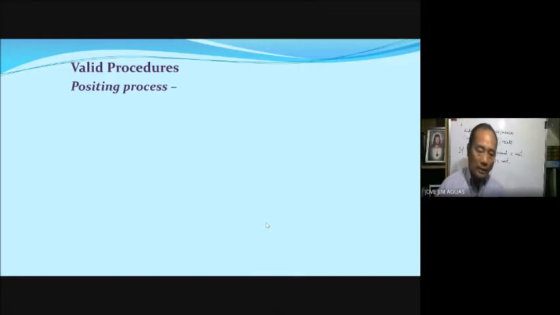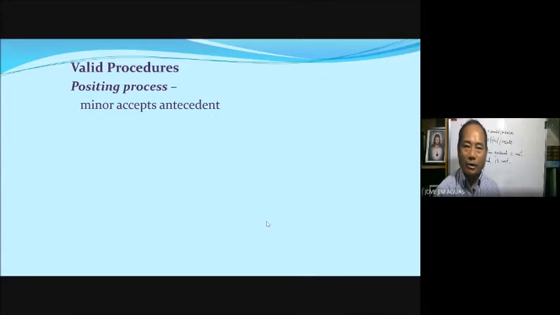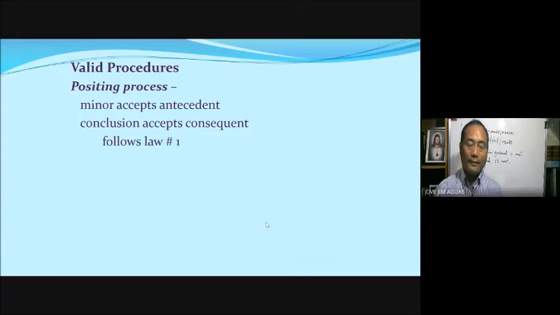The first one is the positing process or positing procedure. What is this? When the minor accepts the antecedent and the conclusion accepts the consequent. So it follows rule or law number 1. Accept the antecedent, accept the consequent.